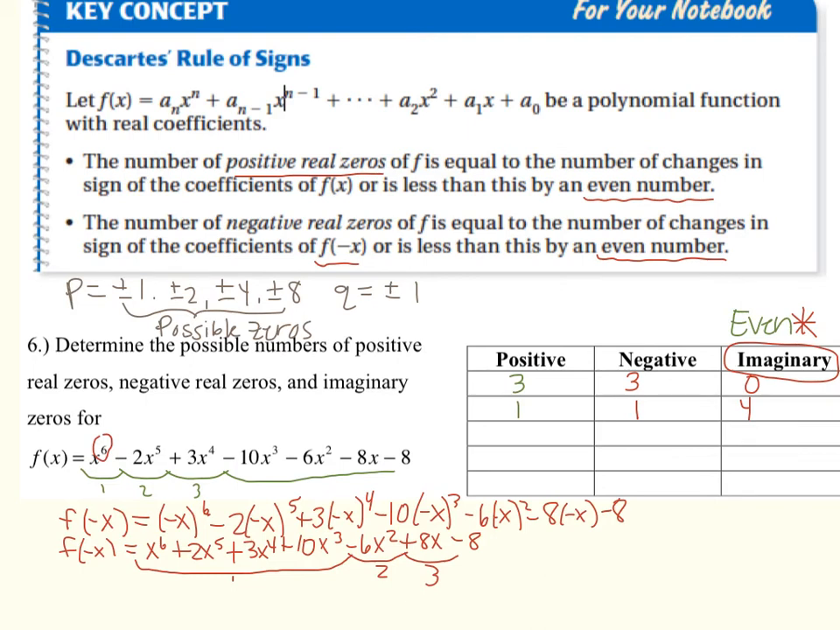And then I have to consider all of my other possibilities. I could stay with my maximum of 3 positive, but go down to 1 negative. 3 and 1 would add to 4, leaving me with 2 imaginary. Or I could go down to 1 positive and stay with my maximum 3 negative. 1 plus 3 is 4, so I would need 2 imaginary to get to 6.